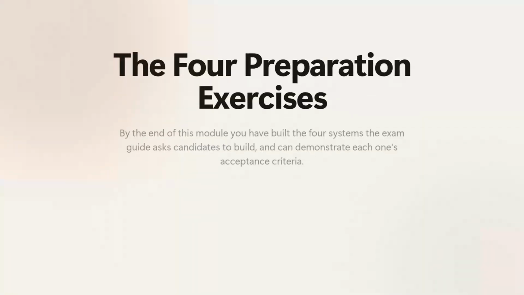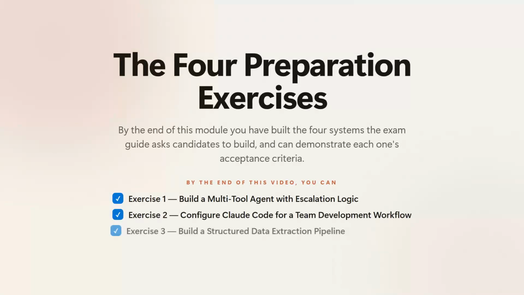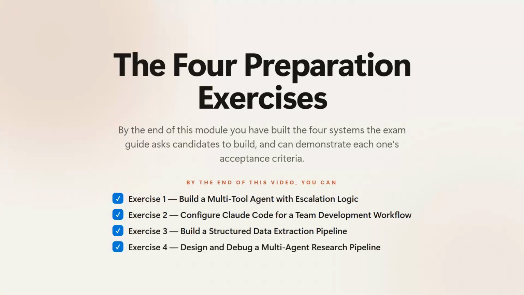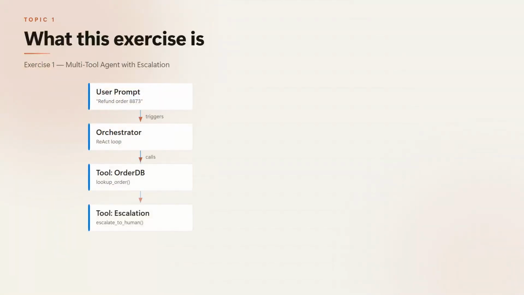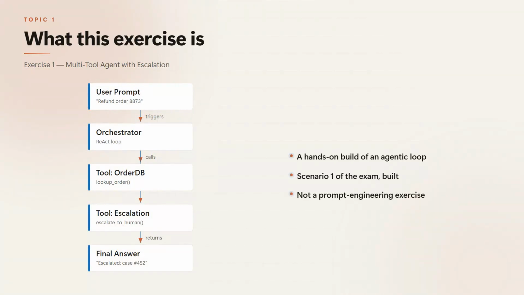By the end of this module, you have built the 4 systems the exam guide asks candidates to build, and can demonstrate each one's acceptance criteria. Here is how this module builds up. This is a hands-on build of an agentic loop with tool integration, structured error handling, and escalation. It is scenario 1 of the exam, constructed rather than described. The distinction that catches people: this is not a prompt engineering exercise. You are building the gates that always work, not the instructions that usually work.